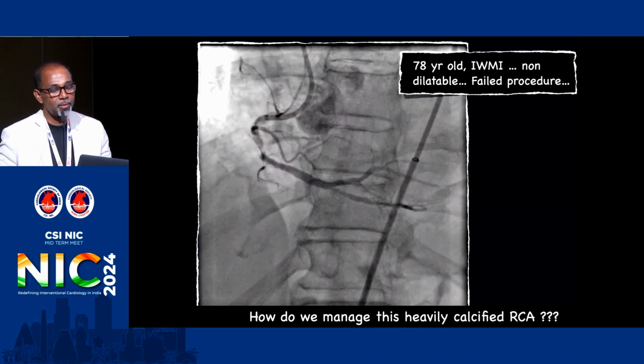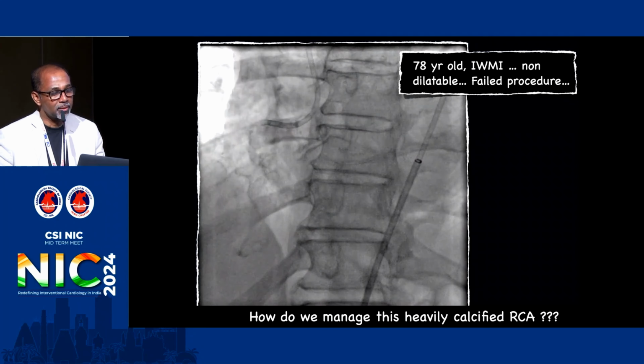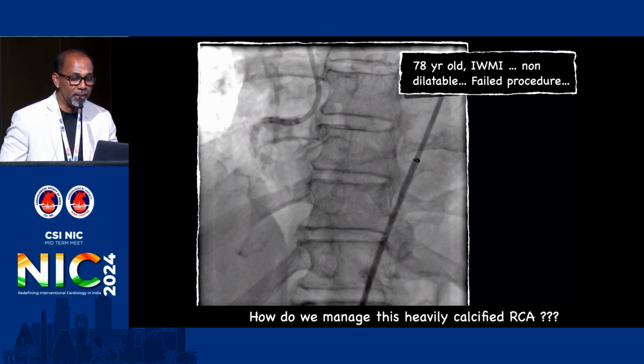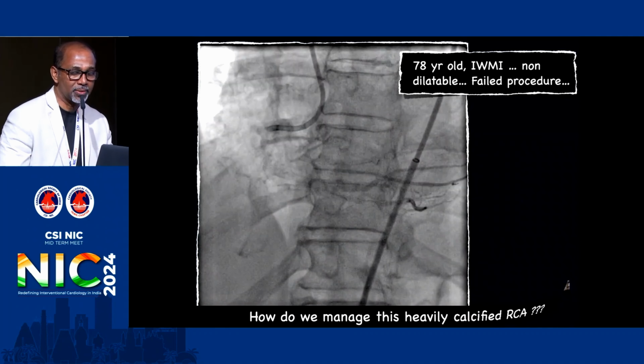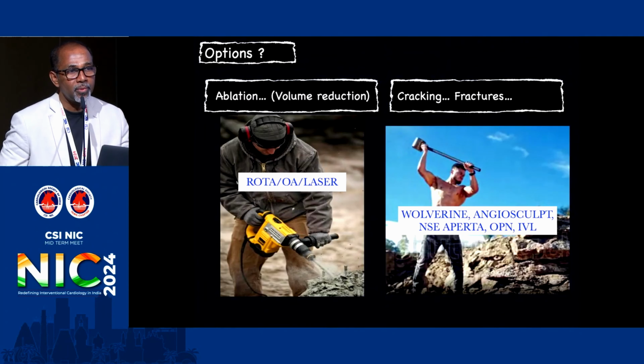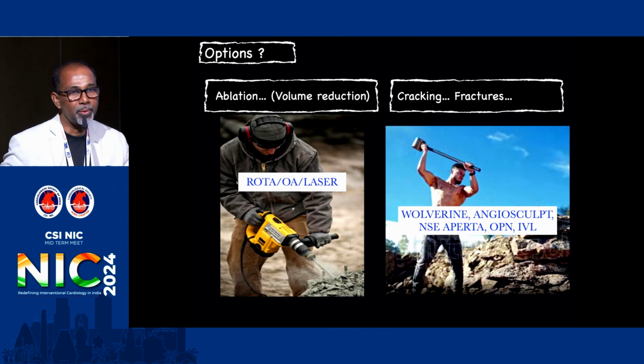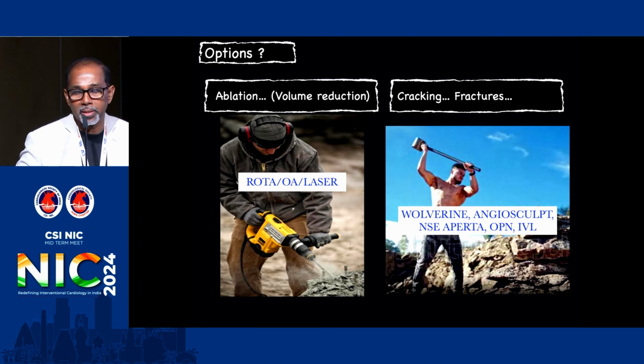We saw that there was TIMI 3 flow, no significant thrombus, but there was a huge amount of calcification in the right coronary artery. So how do we manage this heavily calcified right coronary artery? We need to think about two options. One, we need a significant volume reduction: you need to excavate the calcium, go deep into the vessel with an ablation strategy, and crack the calcium. Deeper calcium needs to be cracked with a balloon-based strategy.